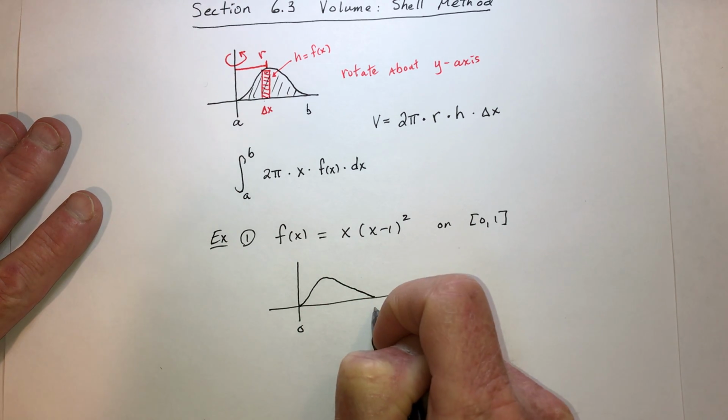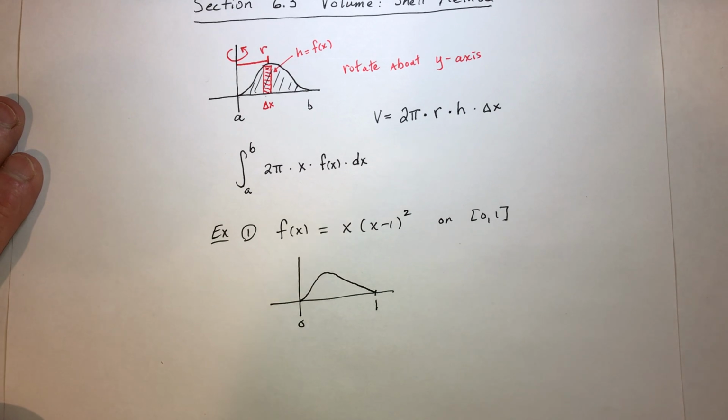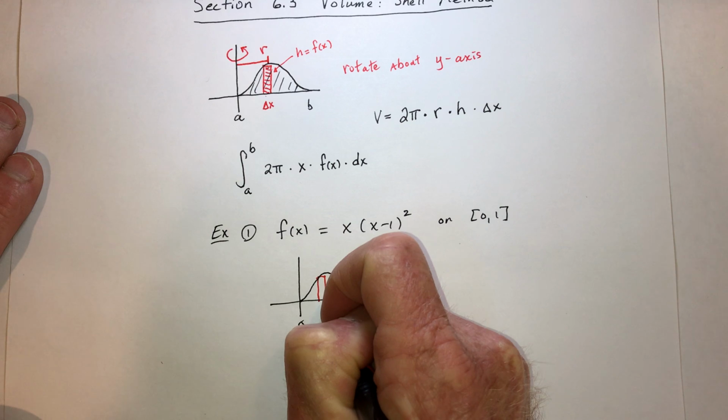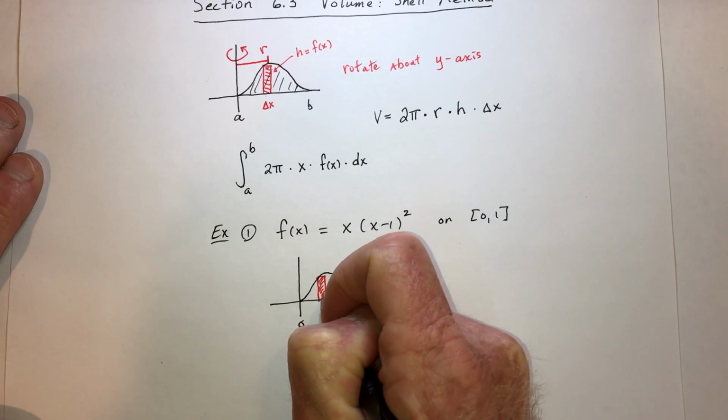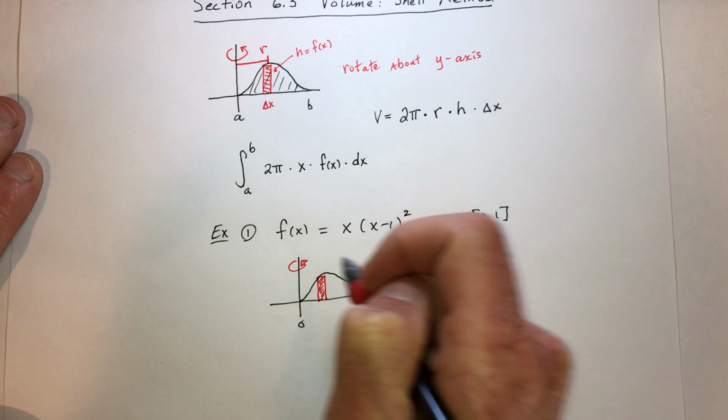This is 0, this is 1. And then the representative rectangle would go like this. And this one is going to be rotated about the y-axis.